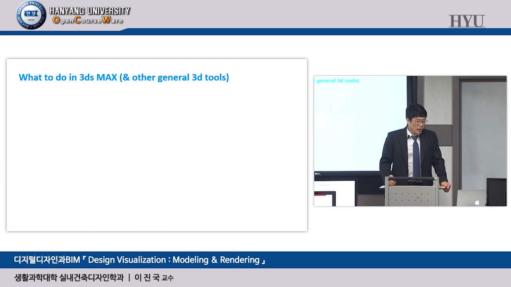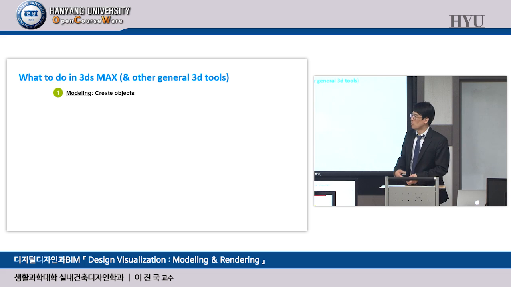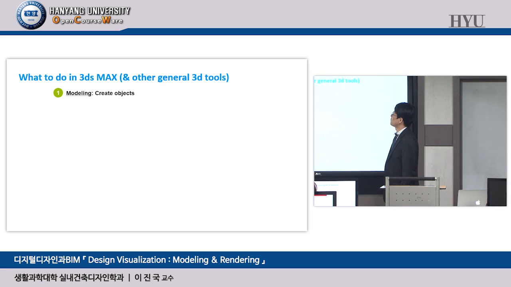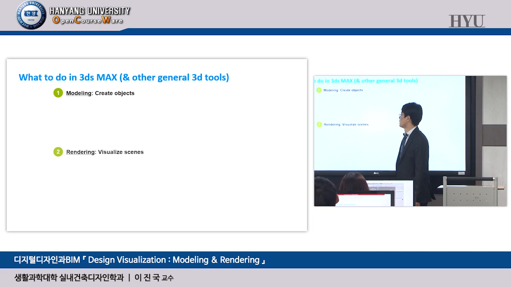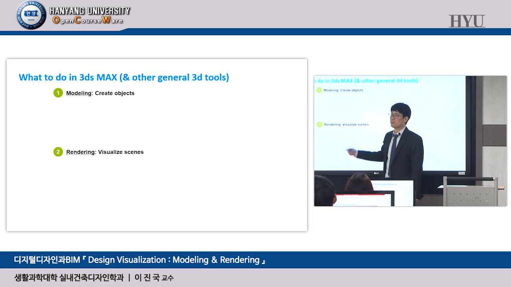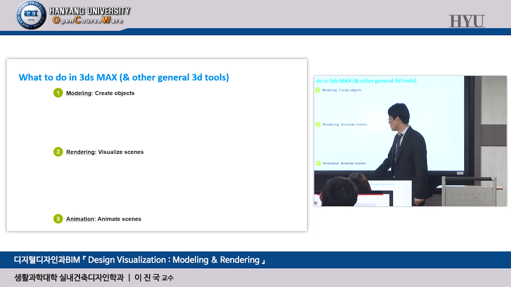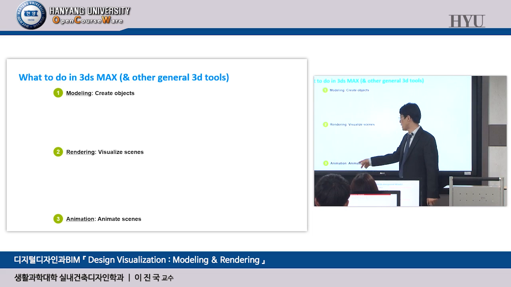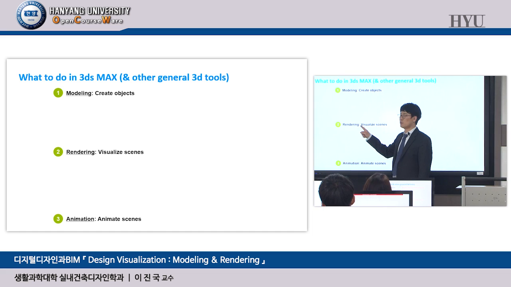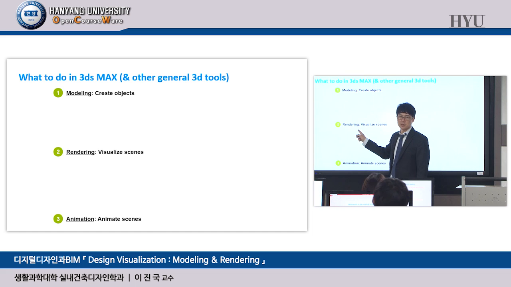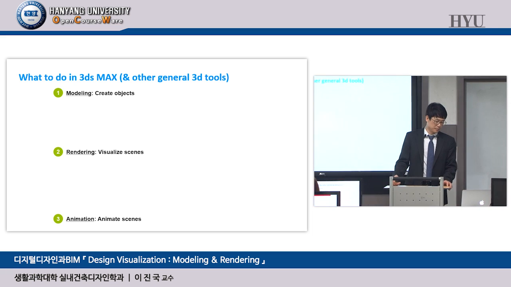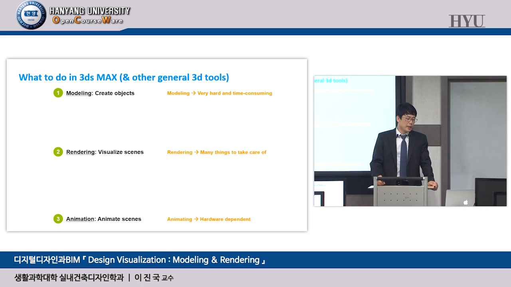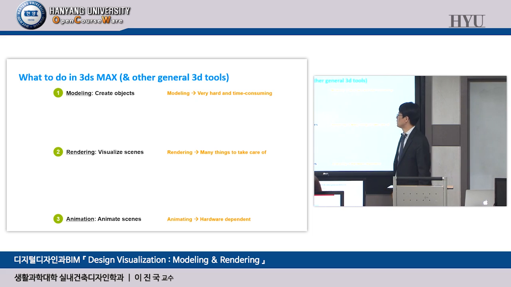So, what to do in 3D Max? First one, geometric modeling. The term modeling here means geometric modeling. Secondly, of course, visualization, rendering. The third one, animation making. But actually, animation making is the same as rendering, but rendering is still images. Animation is a sequence of images, okay? Sequence of rendering. So each component under modeling is very hard and time consuming.